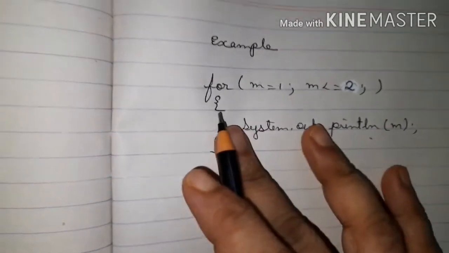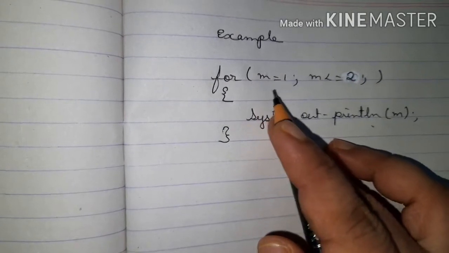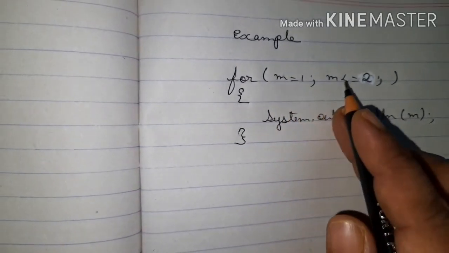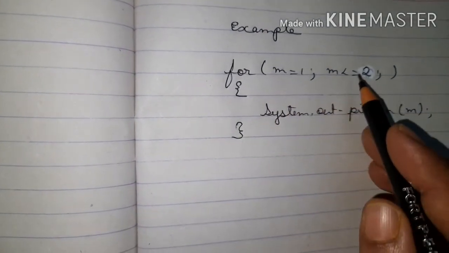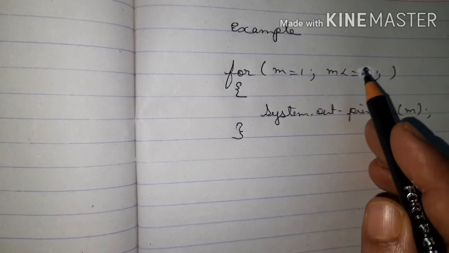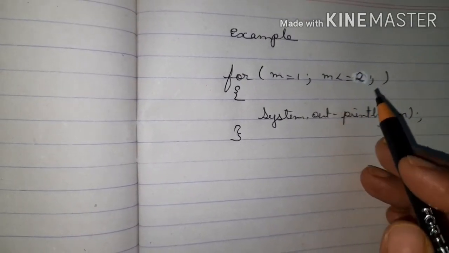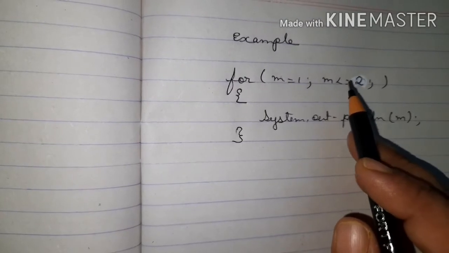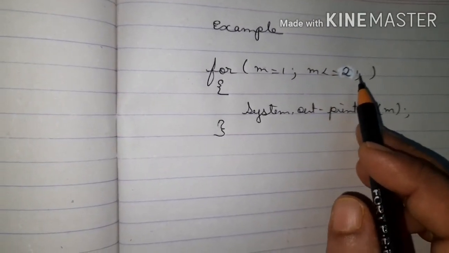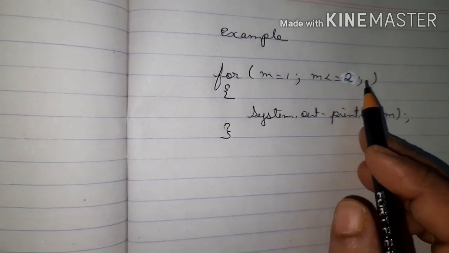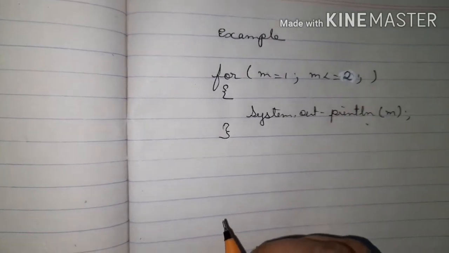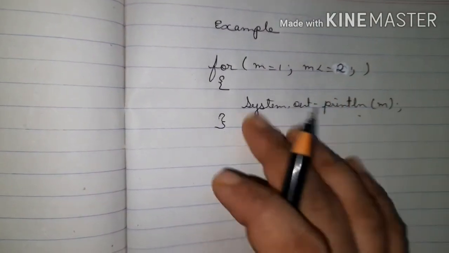Let's see an example of an infinite loop. So here you can see an example for m is equal to 1 and m is less than or equal to 2. According to this, as we have seen, the control should move 2 times. But here you can see the increment or decrement operator is not used. So what happened?